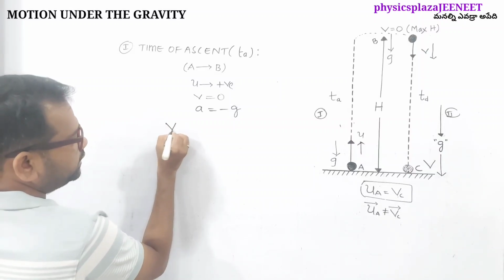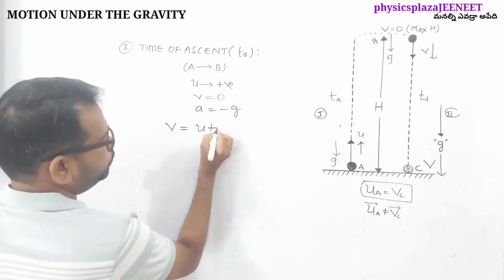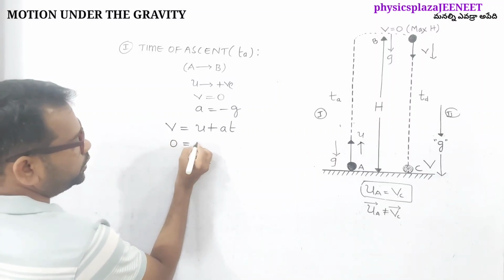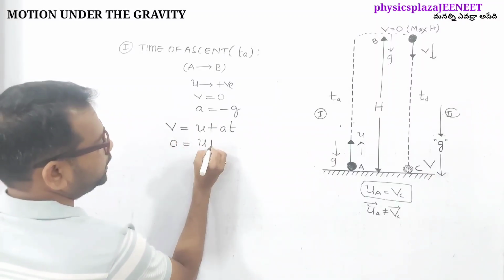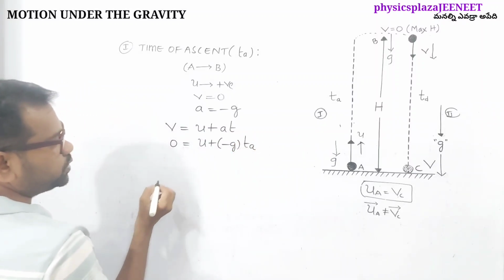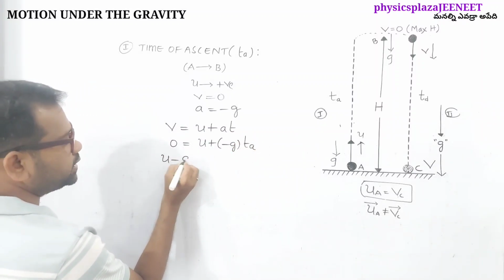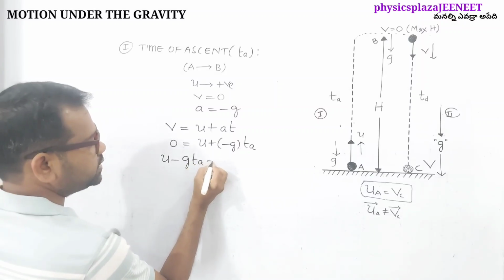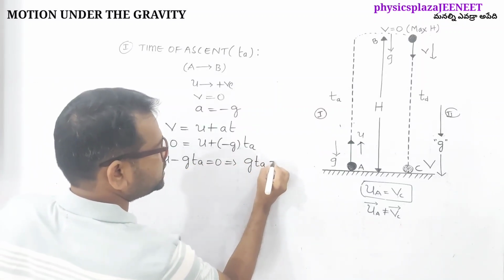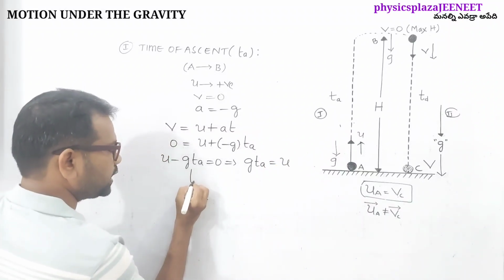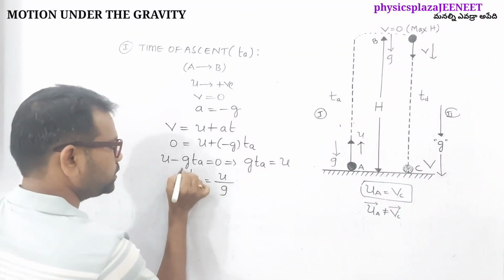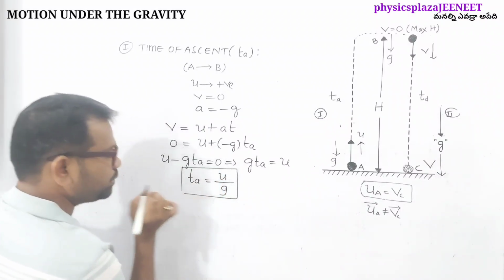Now let us take the first equation of motion: V is equal to U plus AT. V is 0. U is U only, plus in place of A, minus g, and this is going to be the time of ascent. So now this is U minus g T_A is equal to 0. From this, children, g T_A is equal to U. So the time of ascent is equal to U by g. This is how we can calculate the time of ascent.